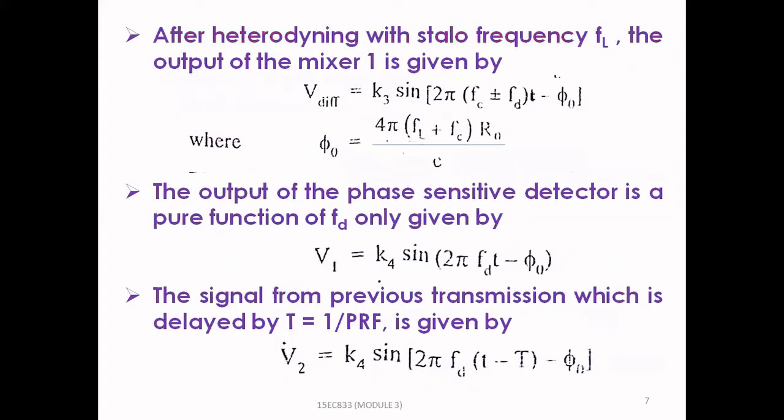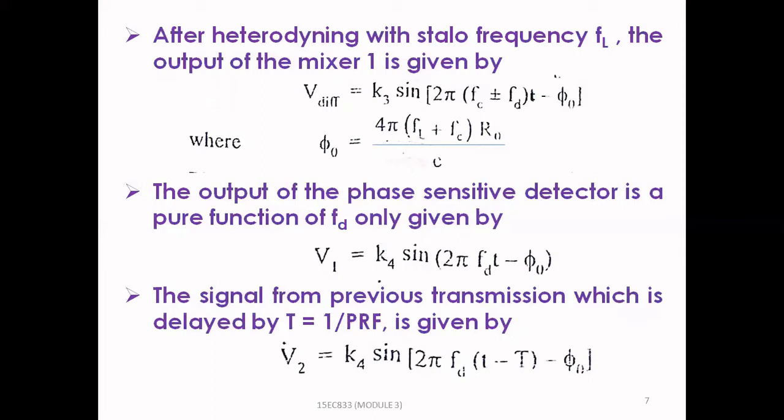After heterodyning with local oscillator frequency FL, the output of mixer 1 is given by V diff equal to K3 sin (2 pi (FC plus or minus FD) T minus phi naught), where phi naught equal to 4 pi (FL plus FC) R0 by C. The output of the phase sensitive detector is a pure function of FD only, given by V1 equal to K4 sin (2 pi FD T minus phi naught).